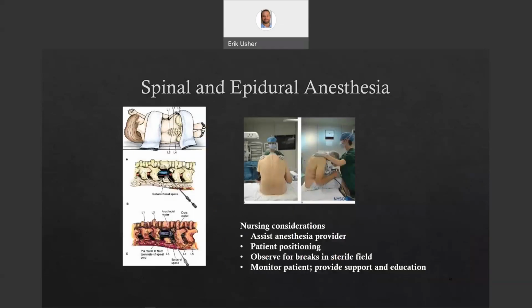For spinal and epidural anesthesia, again, for our considerations, we're going to be assisting with this procedure. Patient positioning is probably the huge one there. And observe for breaks in sterile field, monitor the patient, provide support and education. You're there as the proverbial rattle for that patient.